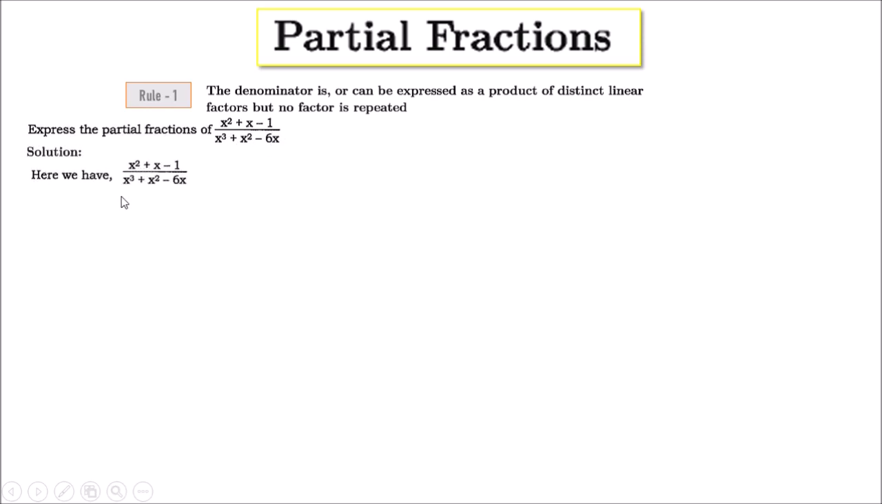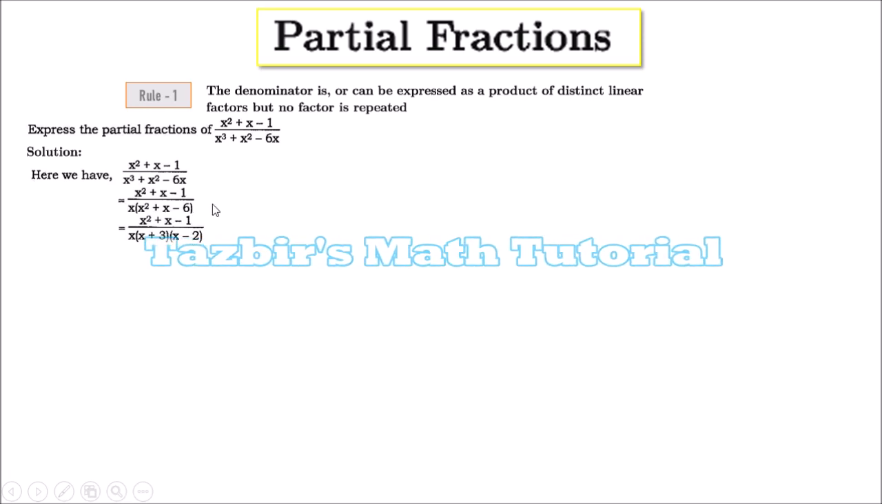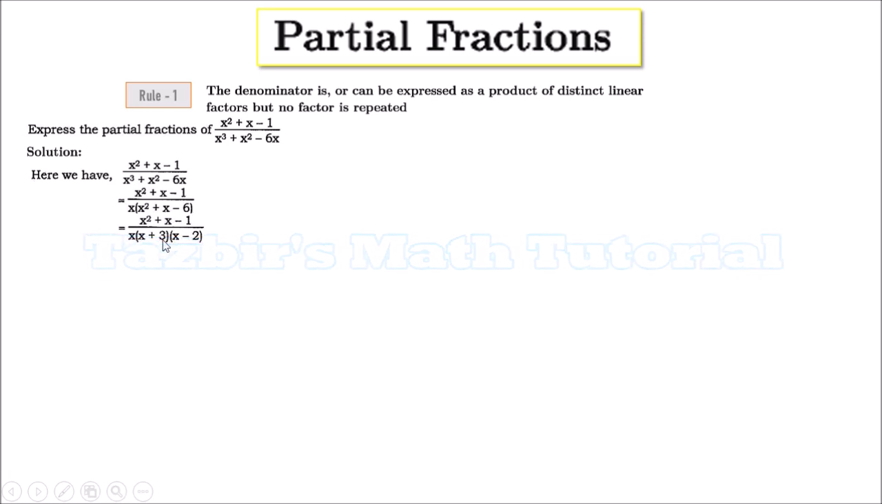So here, at first I am taking x common from it, x into this one. After that, if you do middle term break, you factorize it and you will get x plus 3 and x minus 2. So now, what is it right now?